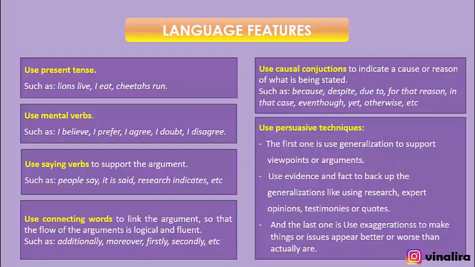And the last one is use persuasive techniques. The first one is use generalization to support a viewpoint or argument. The second is use evidence and fact to back up the generalization, like using research, expert opinion, testimonies, or quotes. And the last one is use exaggeration to make things or issues appear better or worse than they actually are.